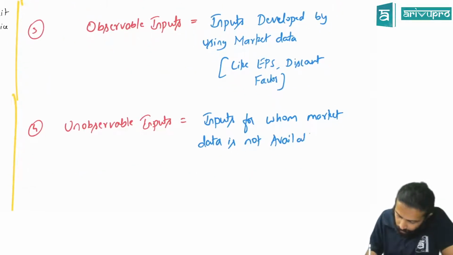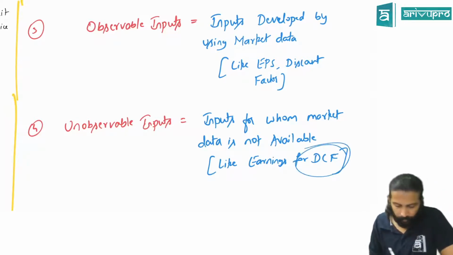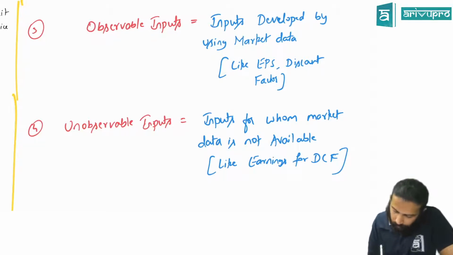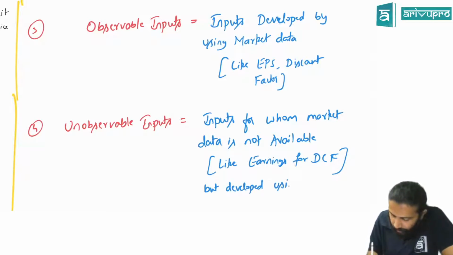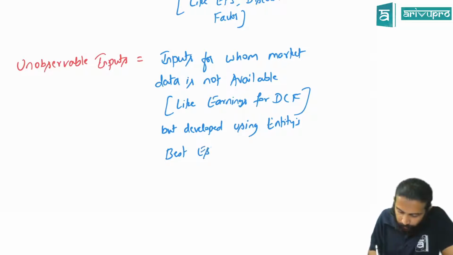Market data is not available, like earnings. Earnings for the DCF method, can I say? For the discounted cash flow method, we require earnings. So that earnings we can call as not available. Or in fact, one more point you can write: inputs for which market data is not available, but developed using the entity's best estimate.